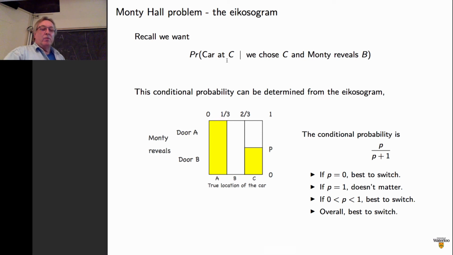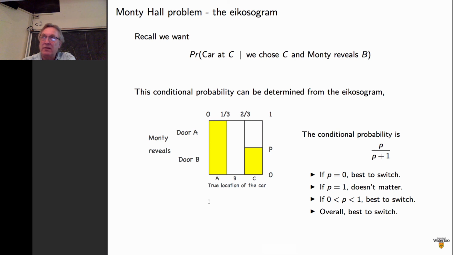Here's the probability we want. What's the probability that the car is behind door C, given we chose C, and Monty reveals B? That's the probability we want. Here's the picture of what's going on. So the conditioning event is that Monty has revealed B here. So we've already got, this whole thing is we've chosen C. Where has Monty revealed B? Well, he's revealed it wherever it's yellow. Okay? So the only part of this diagram that matters in answering the problem is the yellow bit.